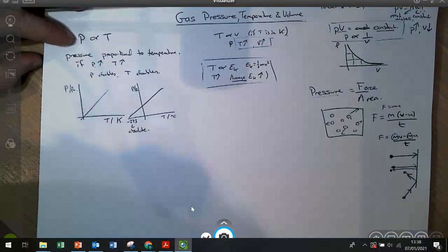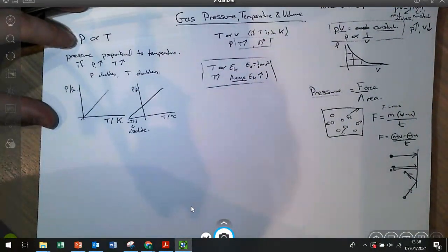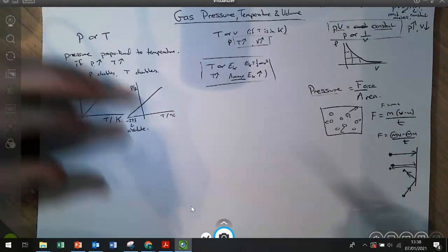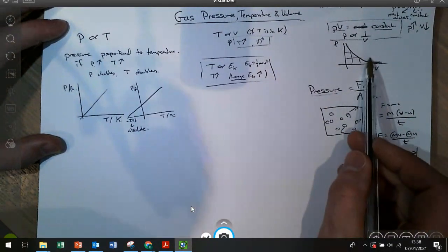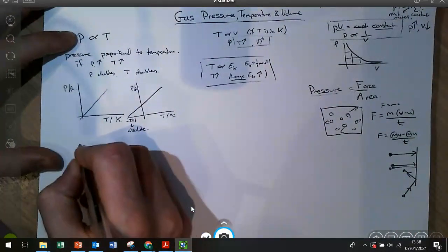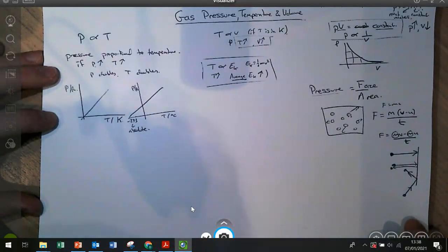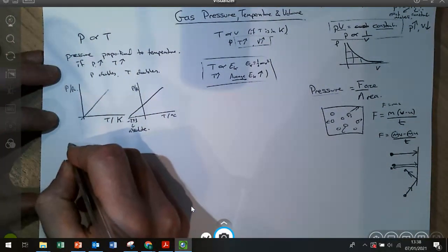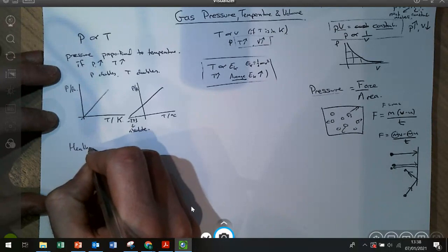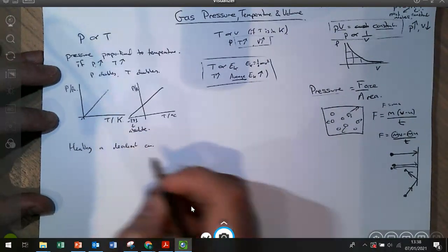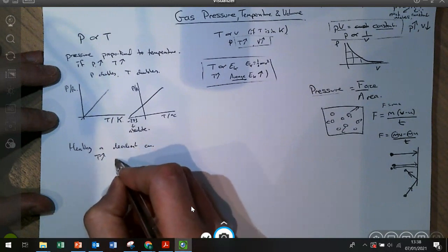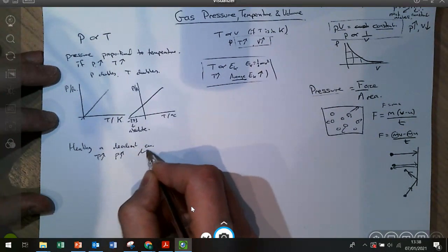The last few things that are worth mentioning. This topic is great because there are loads of nice either demos or everyday objects that we can talk about that really make these ideas clear. So if we want to discuss pressure and temperature, we can talk about heating a deodorant can. And of course, as the temperature goes up, the pressure goes up, and eventually, the whole thing will explode.